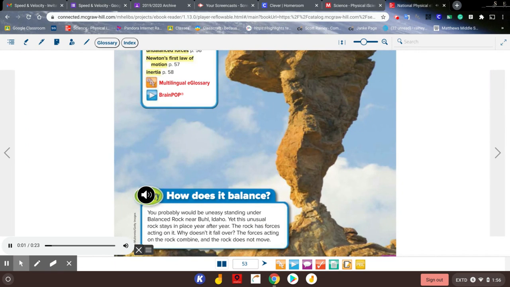Inquiry. How does it balance? You probably would be uneasy standing under balanced rock near Buell, Idaho. Yet this unusual rock stays in place year after year. The rock has forces acting on it. Why doesn't it fall over? The forces acting on the rock combine, and the rock does not move.